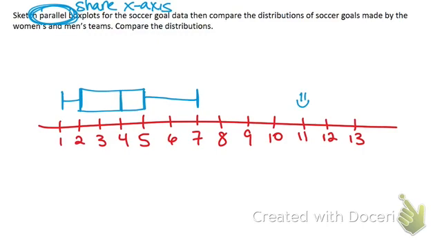There's our men's data. Now, in order for this to be a parallel box plot, I need the women's data to be here too. So I need to redraw the women's box plot right above the men's box plot. So let's do it. 1.5 was our Q1. 2.5 was our median. 5 was our Q3. There's our box. 1 was our lower value, our minimum. 10 was our upper whisker. And then we had a whole big happy face there at 13.